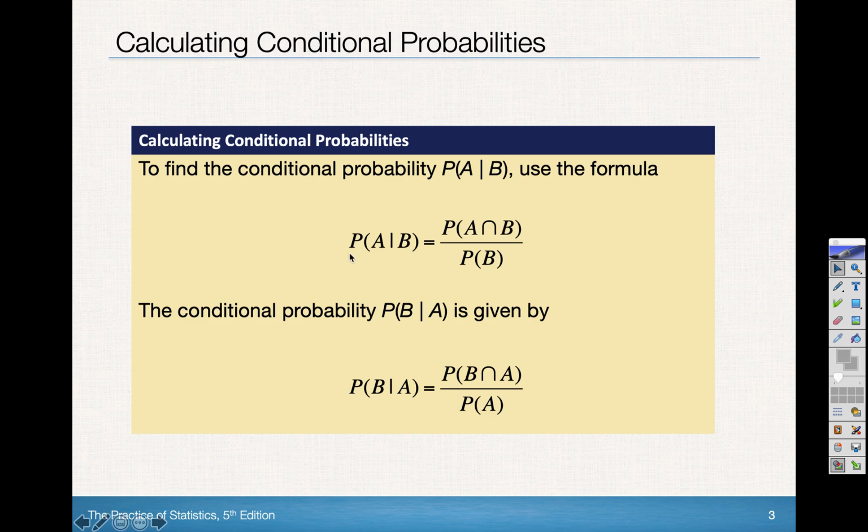Anyway, the probability of A given B is the probability of A and B divided by the probability of B. Now, this symbol means intersect. We use the term and for intersect. So this is a formula that you will see on your formula sheet.